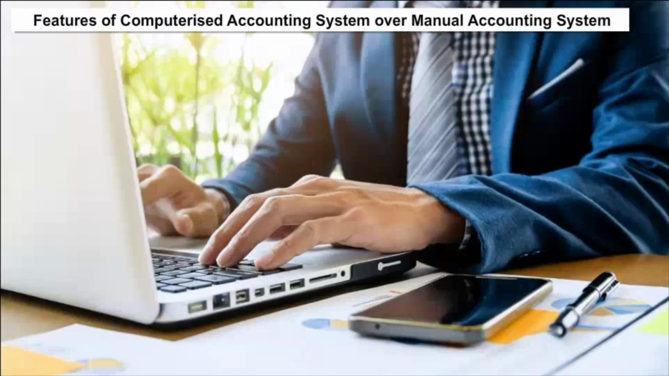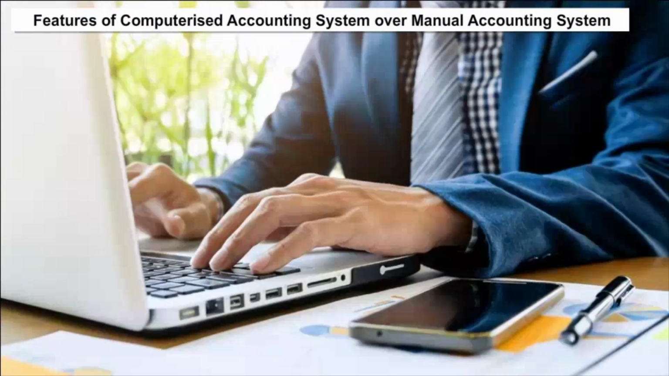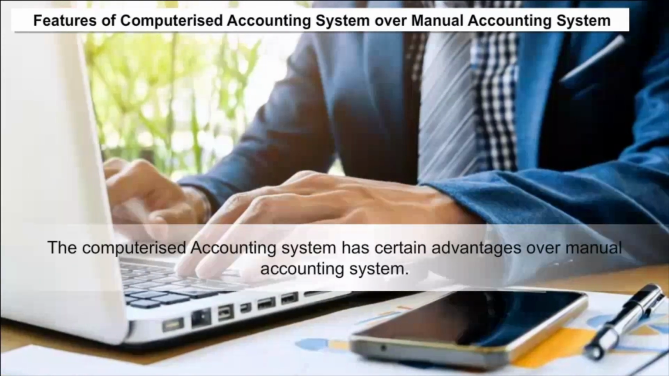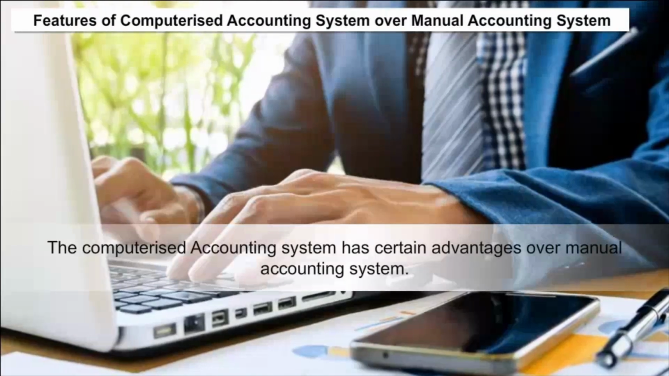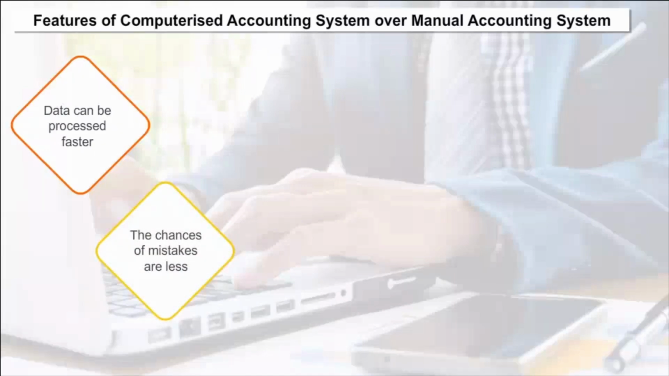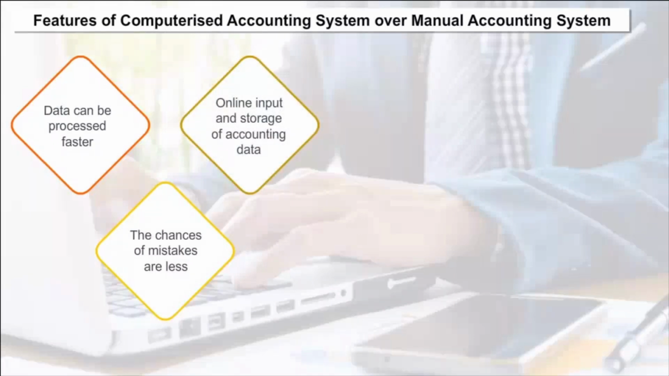Features of computerized accounting system over manual accounting system. The computerized accounting system has certain advantages over manual accounting system, which are as follows. Accounting data is processed faster in computerized accounting as compared to manual accounting, as computers can perform tasks at a faster speed. The chances of mistakes are less, as primary data is entered once for all processes in preparing accounting reports. Online input and storage of accounting data.